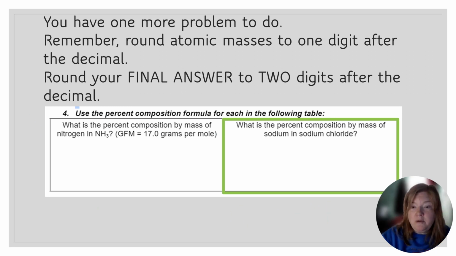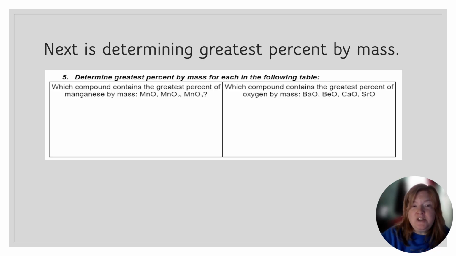All right, you have another problem, same type to do. Remember to round your atomic masses to 1 digit after the decimal and your final answer to 2 digits after the decimal. Okay, next is determining greatest percent by mass.